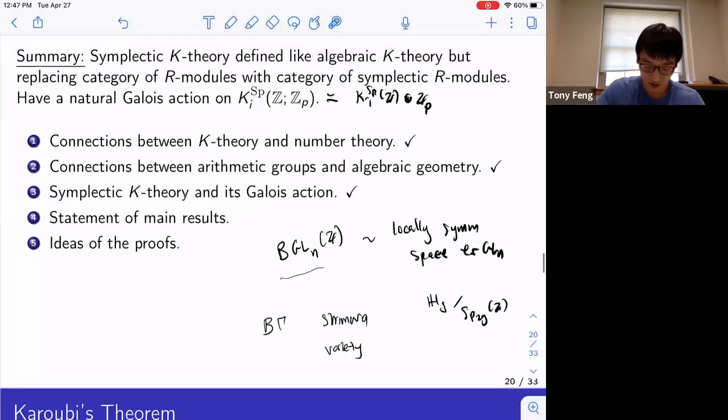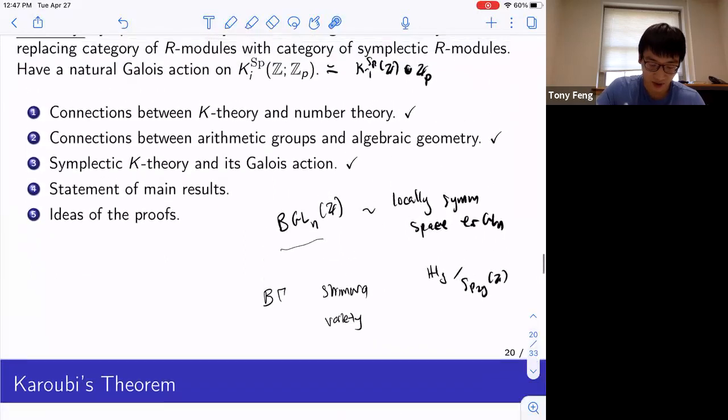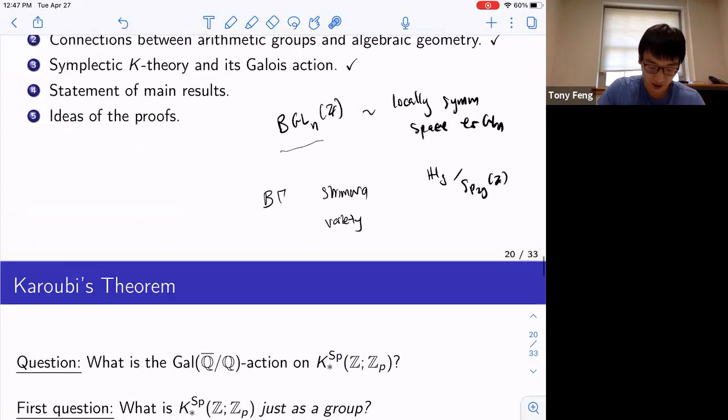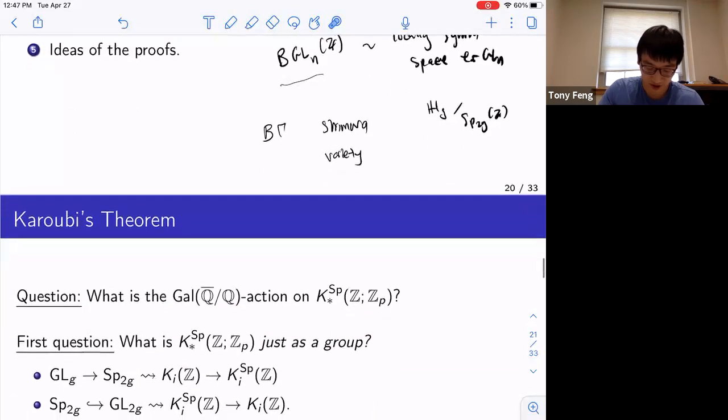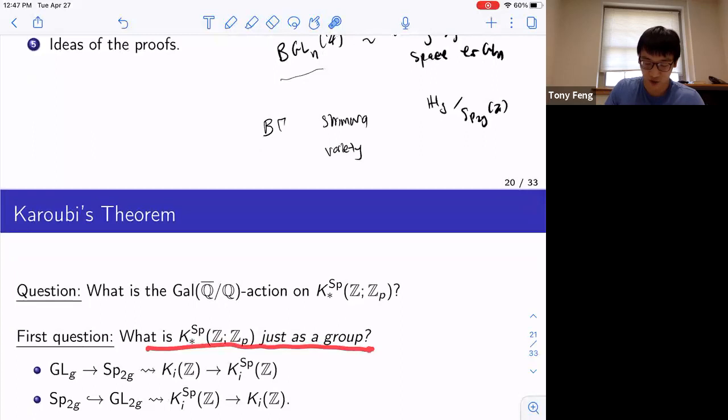Okay, great. So thanks for the questions. Let me say a little bit now about our description of the Galois action that we see. Our general question is, what is the Galois action on this symplectic K-theory group? However, before we answer that, maybe we need to answer what this thing looks like even as a group, without considering its Galois action?